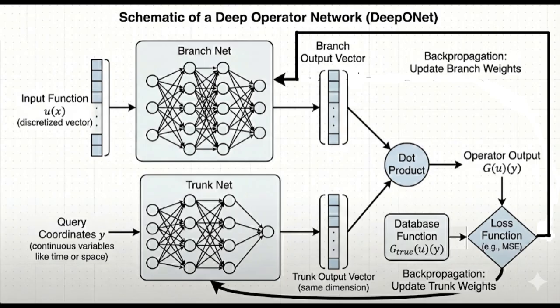Continuous, infinite resolution. Because the trunk net accepts continuous query coordinates, the DeepONet isn't restricted by a fixed pixel grid like a standard CNN. You can query the aerial image at any arbitrary point between the standard grid, giving you continuous, high-fidelity contour evaluations. Data efficiency. Because the network is guided by the actual laws of physics embedded in the loss function, it requires a fraction of the brute force training data that a standard CNN or GAN would need to reach the same accuracy.